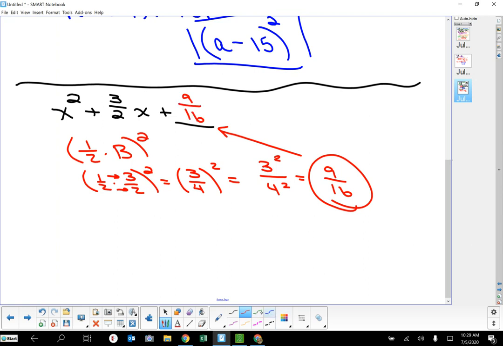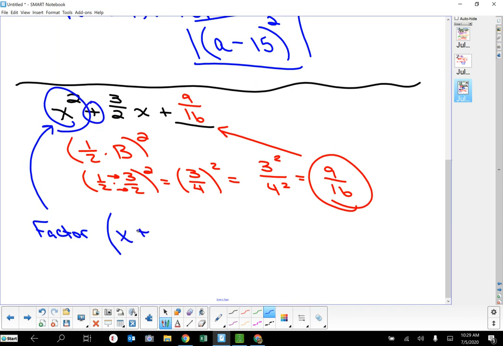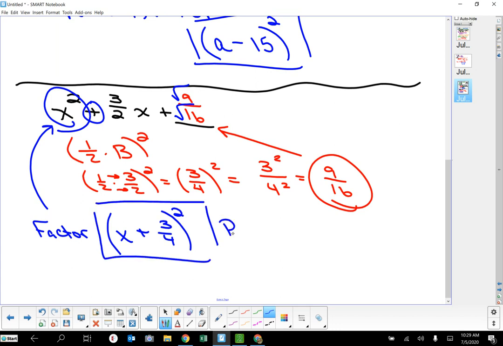And then when you factor this trinomial, you get the root of the x squared term, which is x, the sign of the b, and then the root of c, which is 3/4. And you square it. So this is the factored form, the perfect square binomial. That's what this is. That factors from the perfect square trinomial at the top.